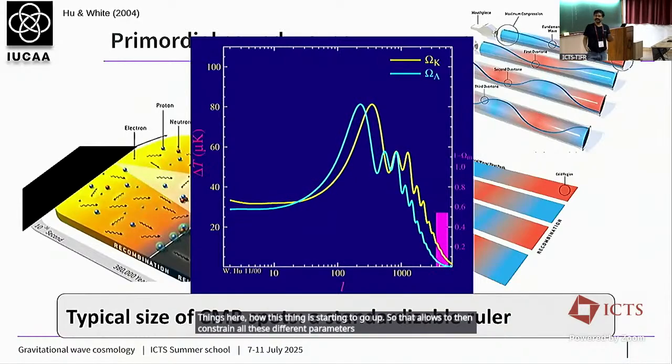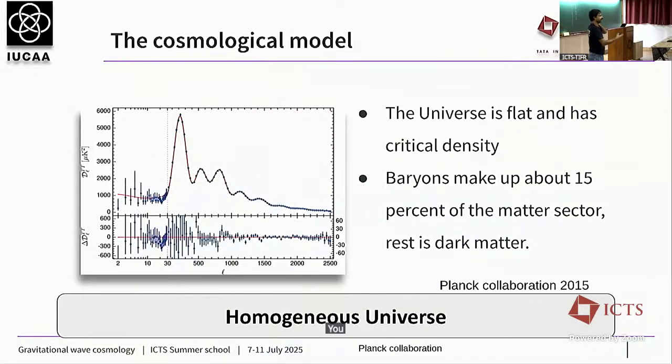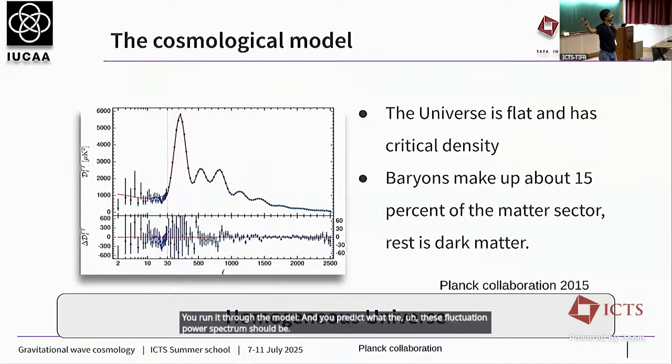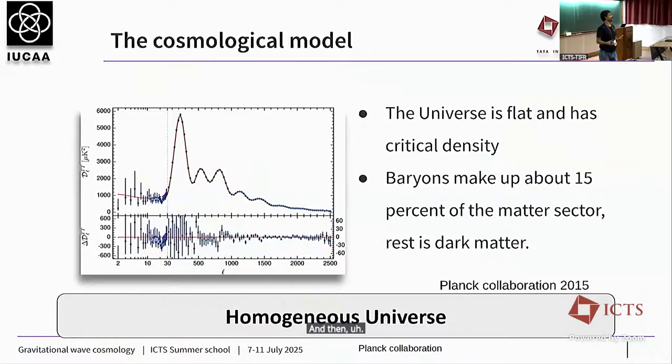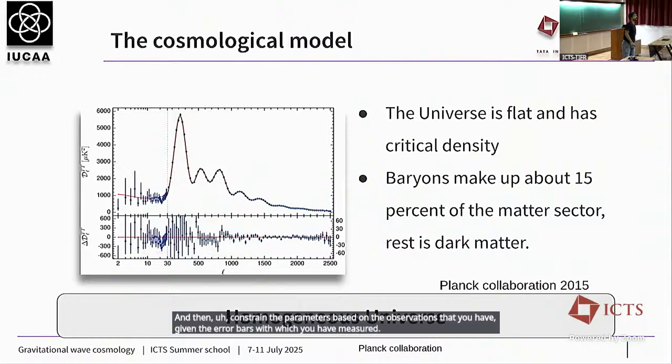Okay. So in the end, what is done is you take these observations, you run it through the model, and you predict what the fluctuation power spectrum should be, and then constrain the parameters based on the observations that you have, given the error bars with which you have measured these quantities.